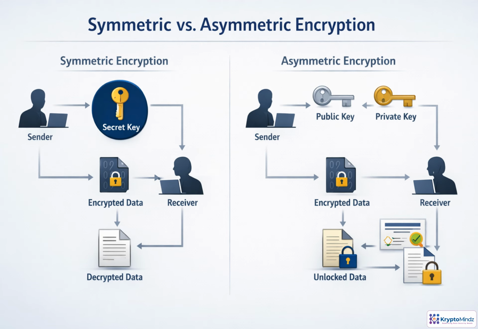Encryption really comes in two families, and they solve different problems. Symmetric encryption is like sharing one house key. Both sides must already have the same secret, but once they do, it's very fast and ideal for bulk data. Asymmetric encryption uses a public key to lock and a private key to unlock. That split lets us prove identity, exchange symmetric keys safely, and create digital signatures, which is why PKI relies on it.